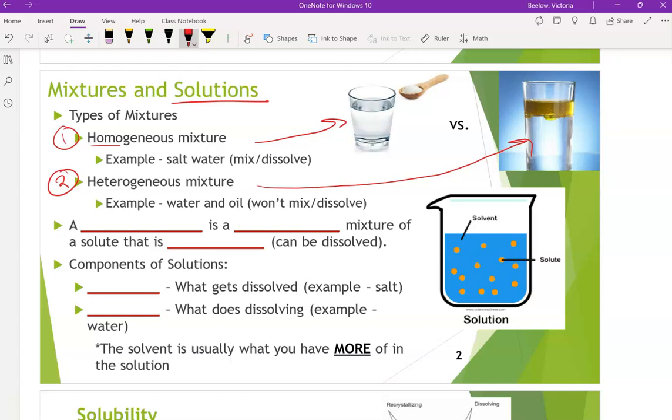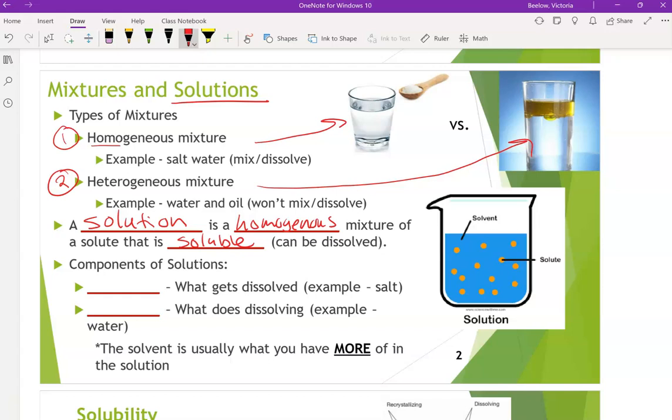So our focus is going to be on solutions. So like I said, a solution is a homogeneous mixture. And that mixture is composed of a solute that is soluble or can be dissolved. So for example, if you put salt in water, the salt will dissolve. It is what we say soluble.